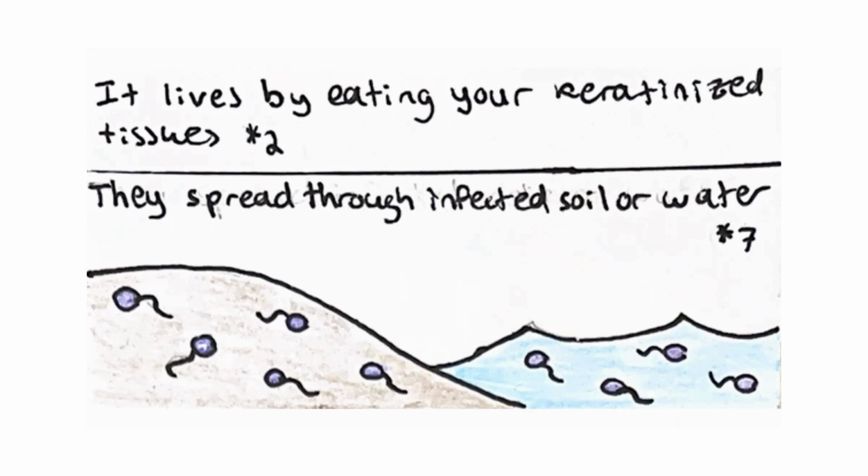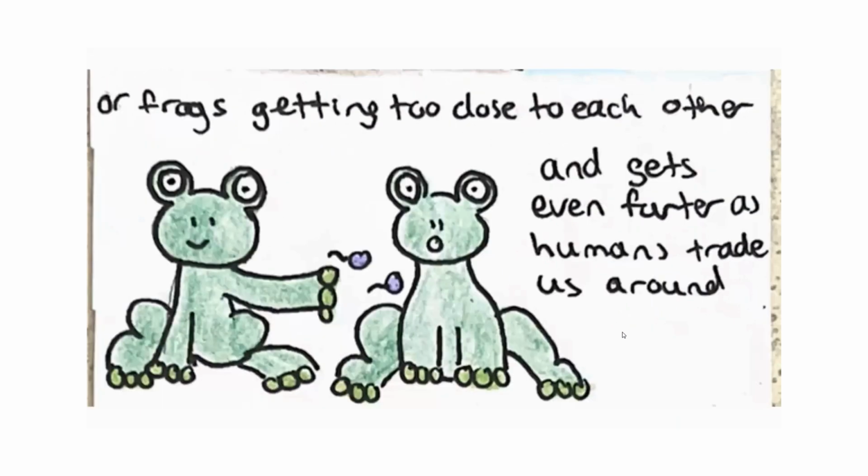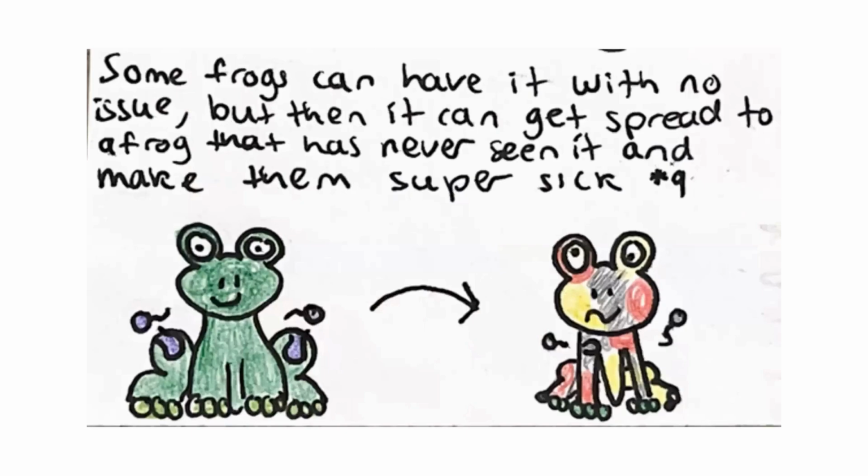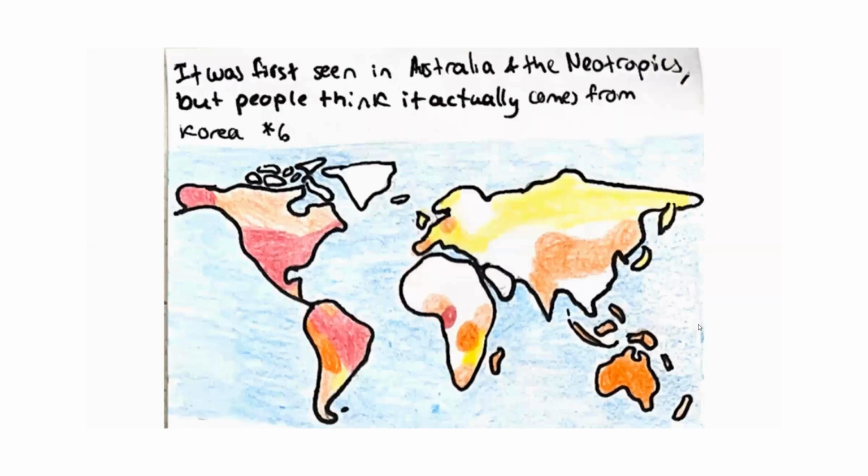They can spread through infected soil or water, or by frogs getting too close to each other, and then it can get even further as humans trade us around the world. They're still figuring out all the specifics, but they think other species like crawfish can carry it around and spread it. Some frogs can get it with no issue, but then it can get spread to a frog that's never seen it before and make them super sick because they don't have any immunity or resources against it. It was first seen in Australia in the near tropics, but people think it actually comes from Korea originally. They don't know the exact start.